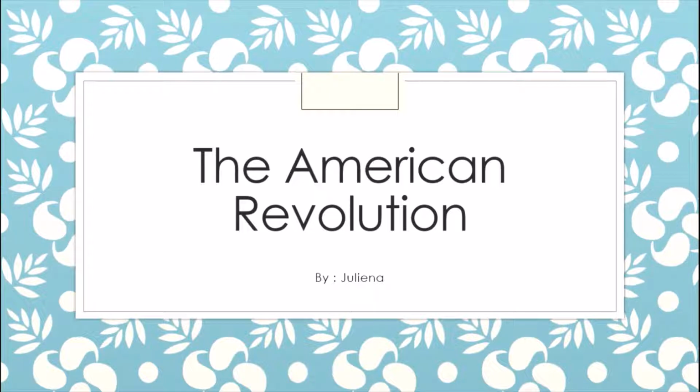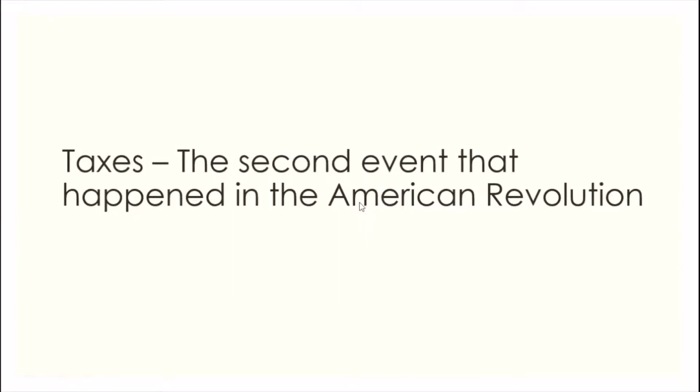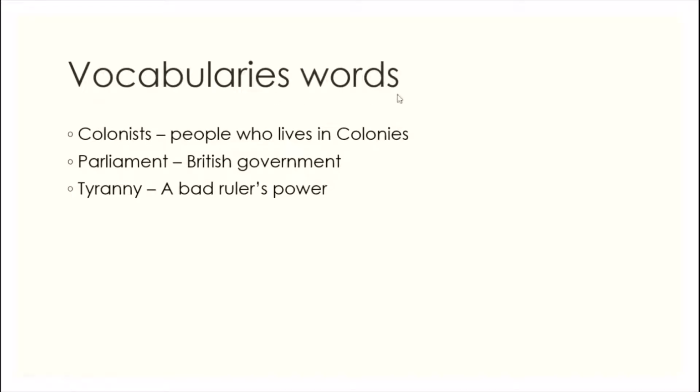Today, we're going to learn about the American Revolution. Again, episode 2. Yes, 2. Taxes, the second event that happened in the American Revolution. Vocabulary words: colonists, which means people who live in colonies. Parliament, British government. Tyranny, a bad ruler's power.